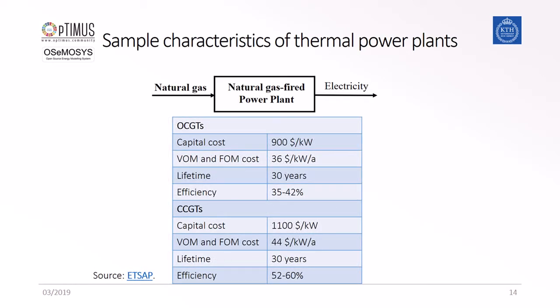If we're looking at a natural gas-fired power plant, you have an open cycle one with a capital cost around $900 per kilowatt, a lifetime of 30 years, and an efficiency of around 35 to 42%. And the efficiency is again defined by the input and output activity in the technology.